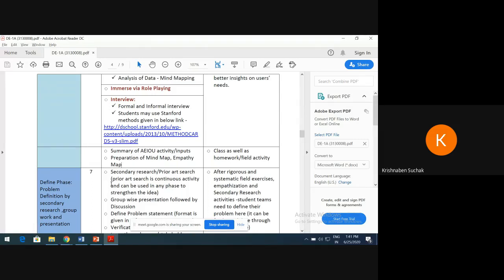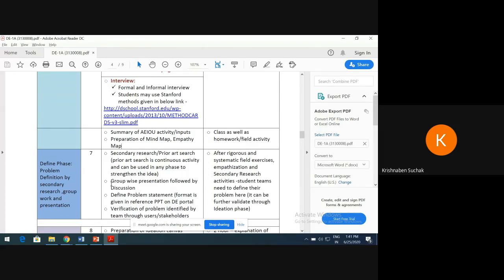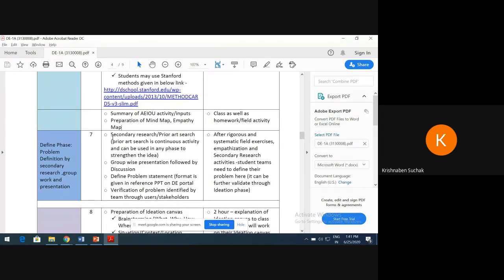Other than that, what we will look at is secondary research, or prior art search. Then you give a group-wise presentation followed by discussion after completing your project. After completing a few tasks, you will give one presentation. In the presentation, you have to include all these things. That list I will give you.